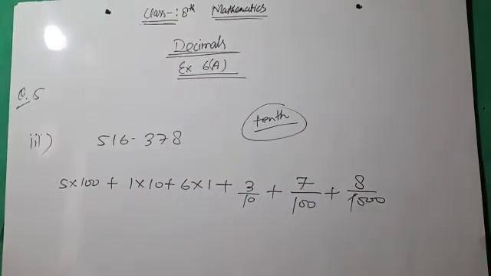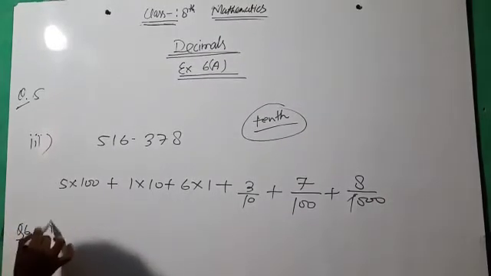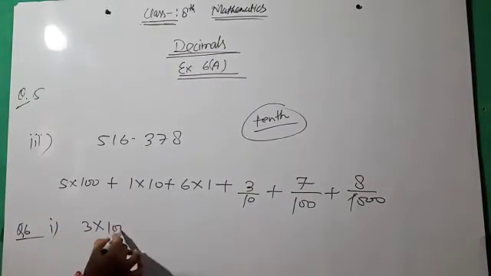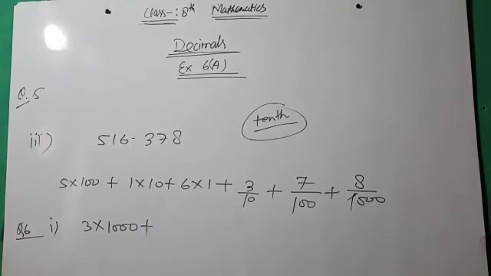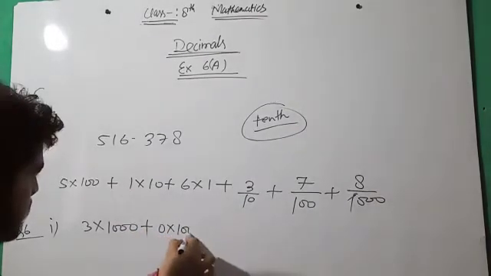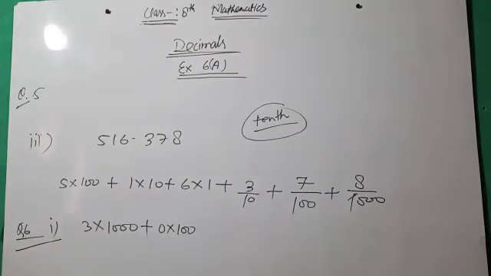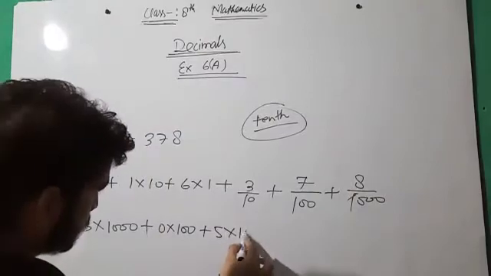Now similarly you have to write down the expanded form of the other numbers in other parts. Next, question number 6, write the following in short form. We have to write this question in short form. Question 6, first part, you have to just multiply in this number: 3 into 1000 plus 0 into 100, 5 into 10, 4 into 1.